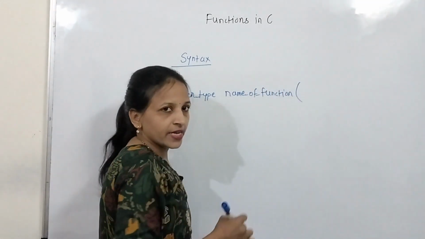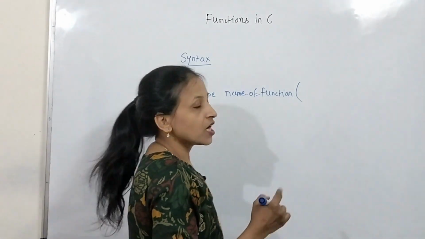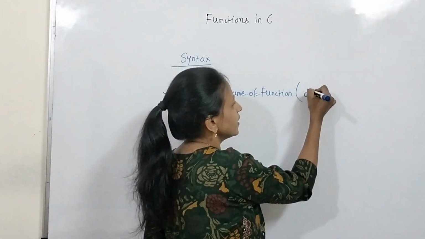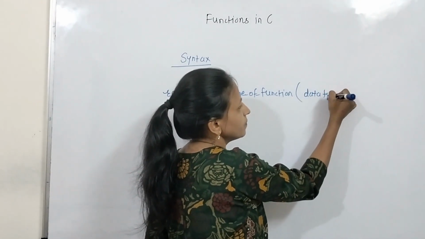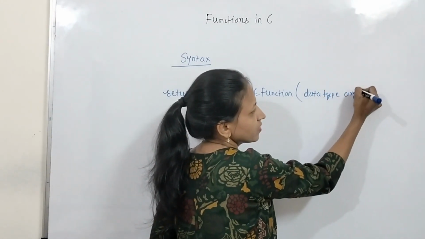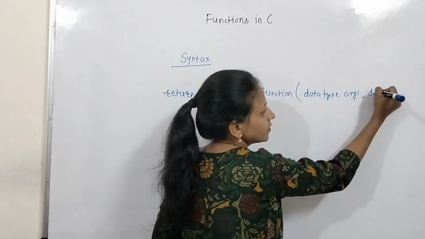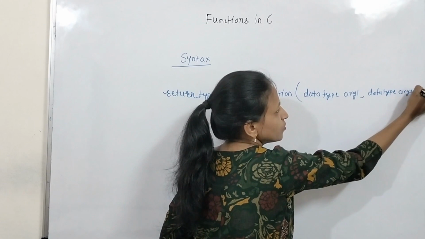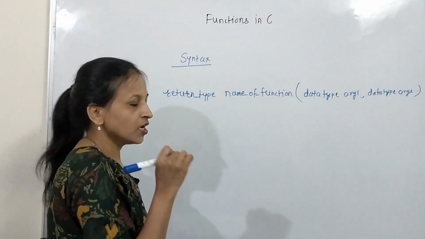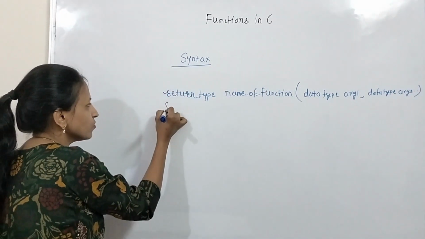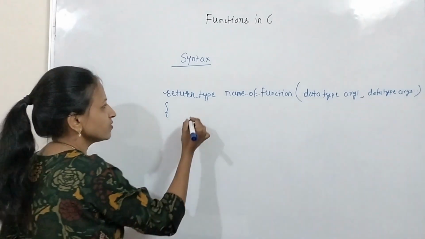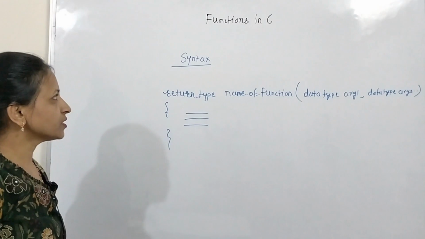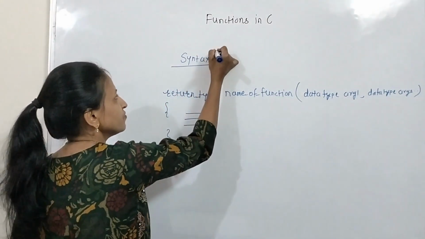and then in brackets we can pass arguments with data type, like here data type and then argument 1. In the same way data type, then argument 2. Any number of arguments we can pass to this function. Then we just have to write this block, and the statements in that function we have to write. This is just a syntax to define a function.